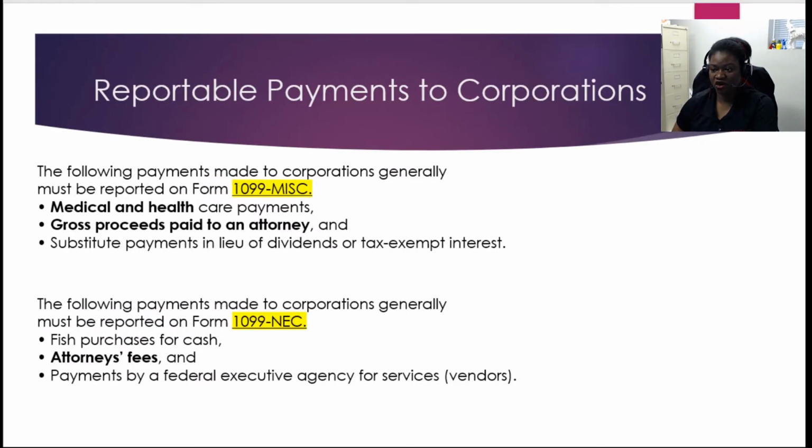So payments that are paid to a corporation, even though they are a corporation, they still may need a 1099, and that includes medical and healthcare payments, gross proceeds paid to an attorney, and substitute payments in lieu of dividends or tax exempt interest. The following payments made to corporations generally must be filed on the 1099 NEC, and those, again, like I said, the fish purchases, attorney fees, and payments by a federal executive agency for services.